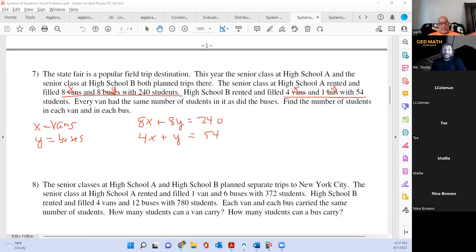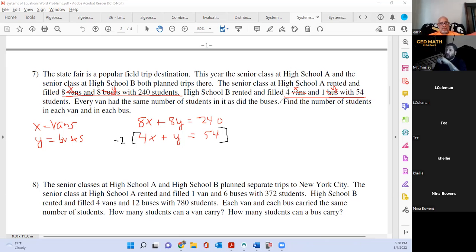So the opposite of plus 8 is what? Minus 8. Correct, Nina. Now, what do I have to multiply this second equation by for this term to be minus 8x? 2. What kind of 2? -2. It's very important you get those signs right, because -2 times 4 is -8. Remember, we want the opposite, so they cancel each other out.